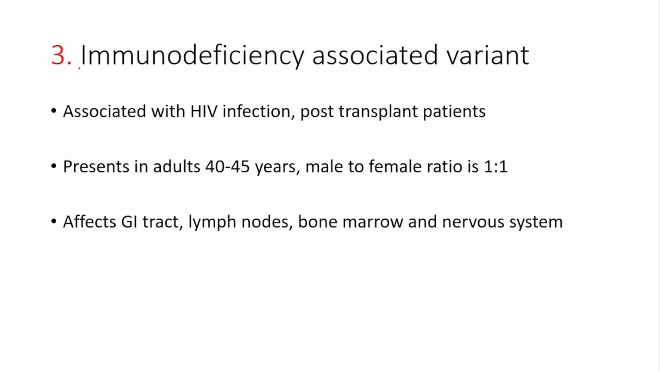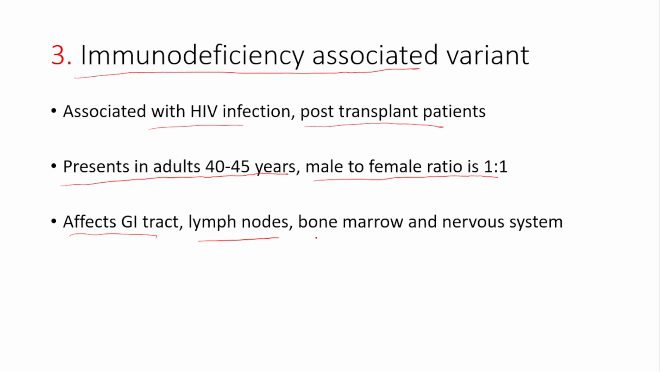The third variant is the immunodeficiency associated variant. It is associated with HIV infection and in post-transplant patients. It presents in adults 40 to 45 years old, and the male to female ratio is 1:1. And it affects the GI tract, the lymph nodes, the bone marrow, and the nervous system.